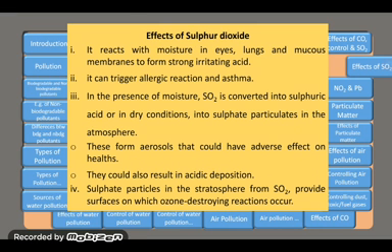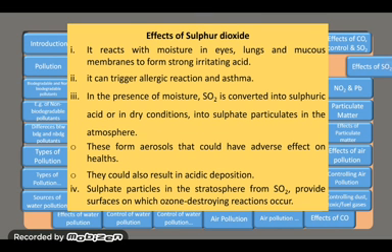Then 3, in the presence of moisture, SO2 is converted into sulfuric acid as well as sulfurous acid in acid rain, or in dry conditions into sulfate particulates in the atmosphere. These form aerosols that could have adverse effects on health. All these things, the sulfuric acid and the sulfate particulates in the air, result in ill health. That is, they form aerosols that could adversely affect the health of humans. Then they could also result in acidic deposition, that is, acid rain.